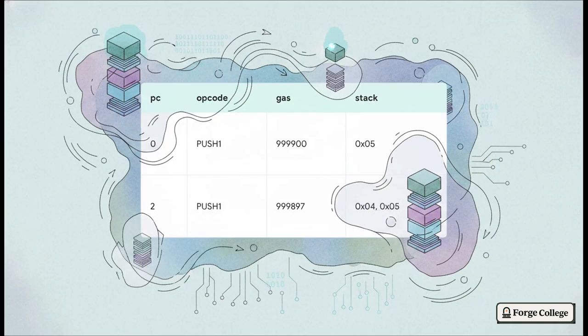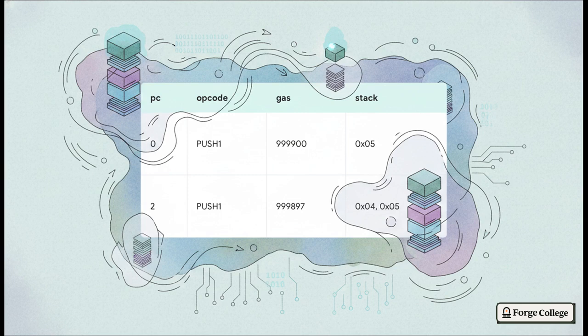Okay, here is the raw output from the very beginning of our trace. Notice the program counter, the PC, starting right at 0. We execute a PUSH1 opcode. And boom, the value 0x05 appears neatly on our stack snapshot. Then, at PC 2, another PUSH1 hits. Now our stack reads 0x04, followed by 0x05. Remember, we always read the stack top to bottom.